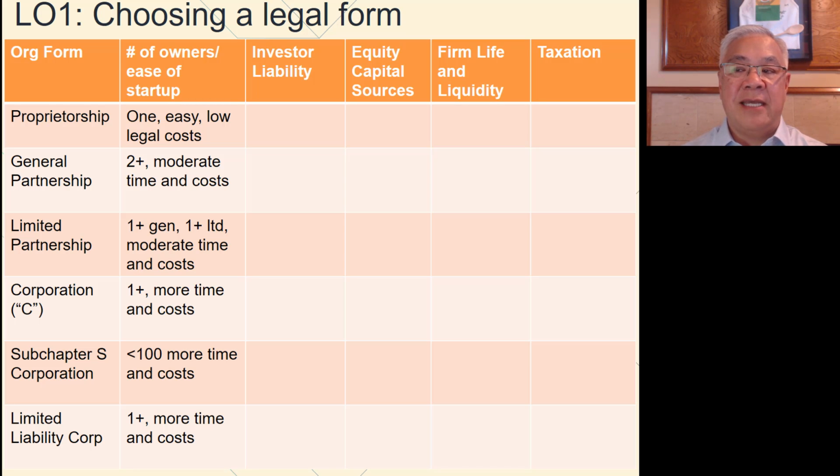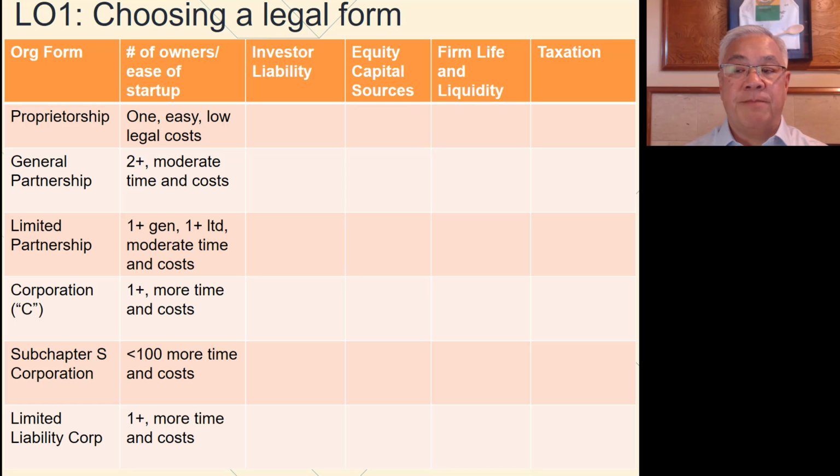So that's why we say that there are moderate time and cost, because it should be memorialized in an agreement, a general partnership agreement. It doesn't have to be complicated, but we need to set the expectations and who gets what, who does what, and how do you share things, namely money.